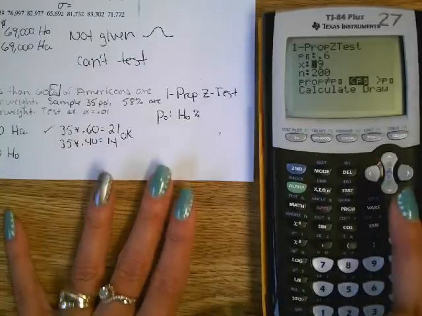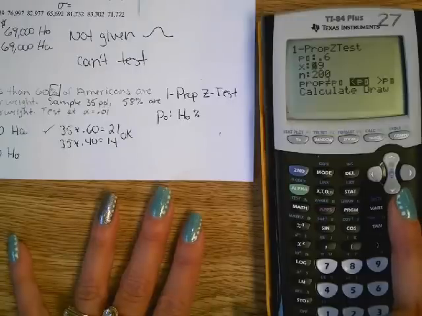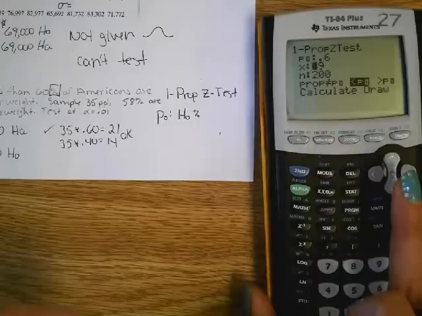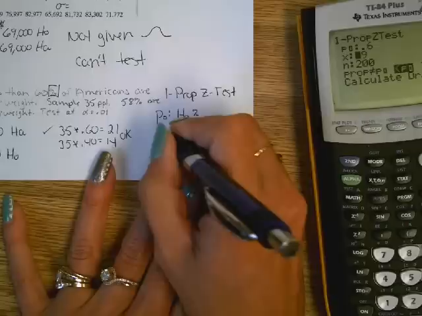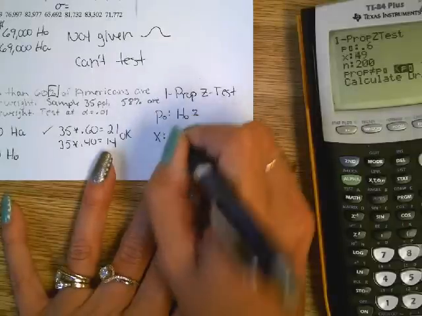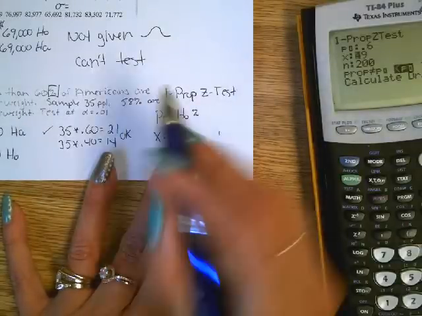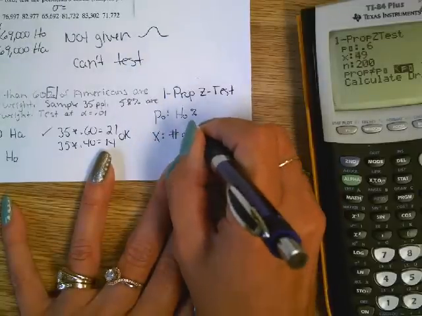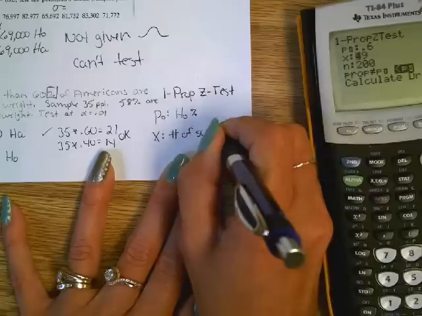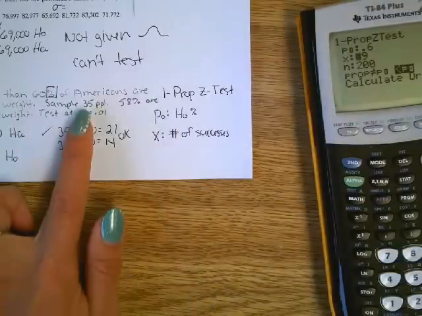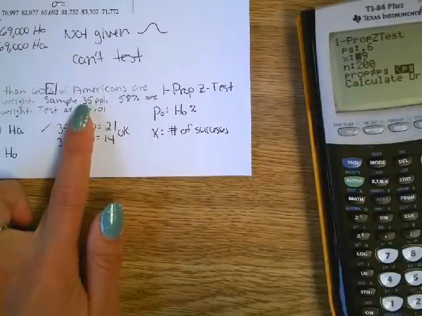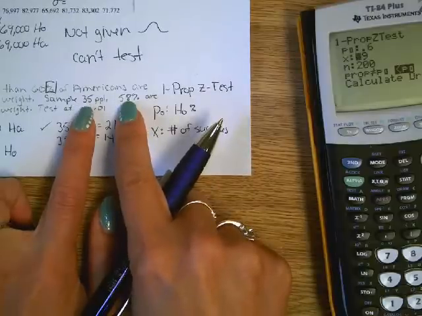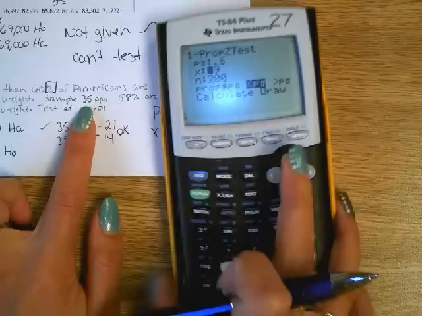Then it wants X and N. What do you think X represents? It is the number of successes. Did I tell you how many successes? No, I gave you the percent of successes. So this has to be the number of successes. Out of my 35 people, how many were overweight? How do I calculate that? You just multiply by your percentage, and it has to be a whole number.